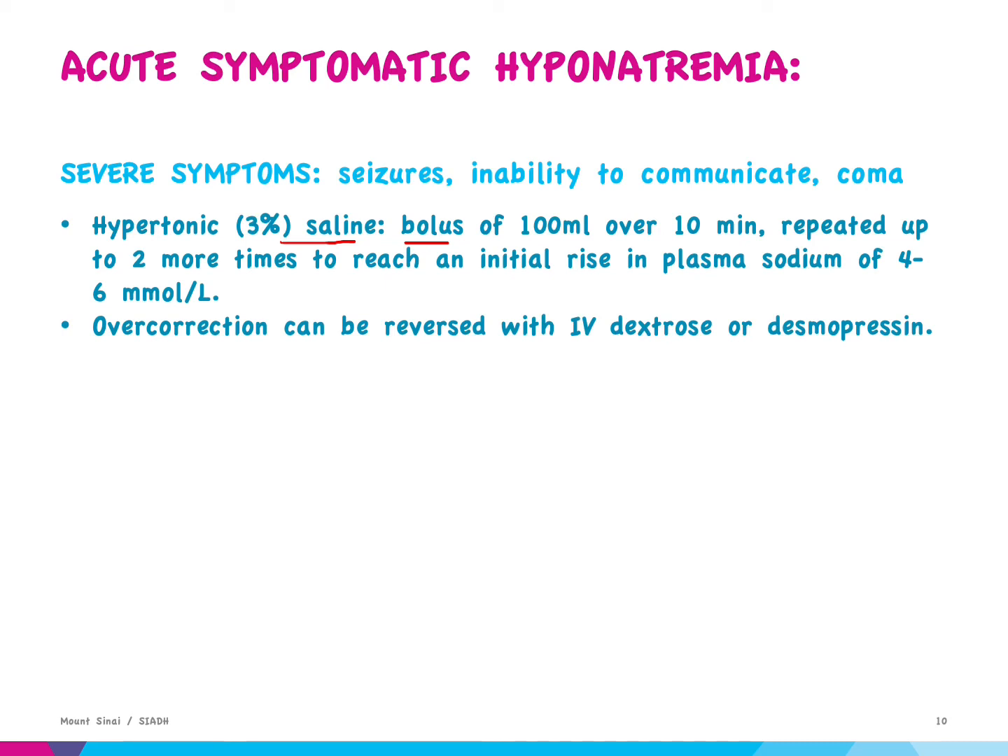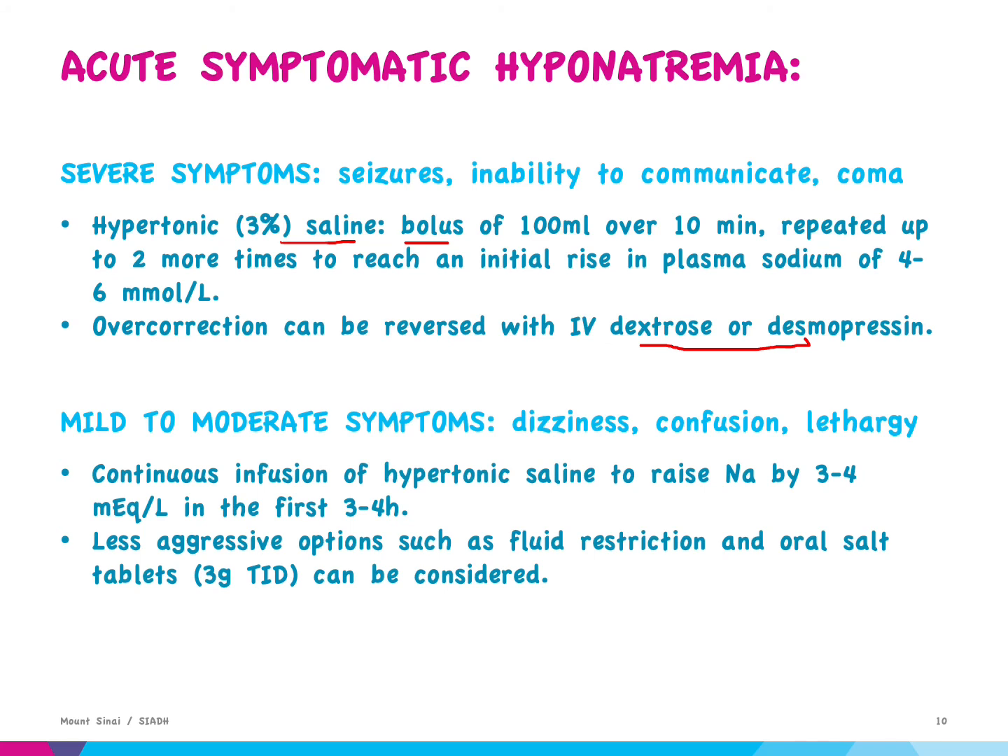Hypertonic saline is used because it has an osmolarity that is higher than the patient's urine, so it will help basically waste water. Sometimes nephrology will also give dextrose or desmopressin, because when we give hypertonic saline, we might have overcorrection, so we have to balance the effect of the two things. On the other side, if the patient has mild to moderate symptoms, so less likely to go into cerebral herniation, we can be less aggressive. We can do fluid restriction and salt tabs. Or if we are more concerned for the patient, we can also use the hypertonic saline, but instead of giving a bolus, we can do a continuous infusion.